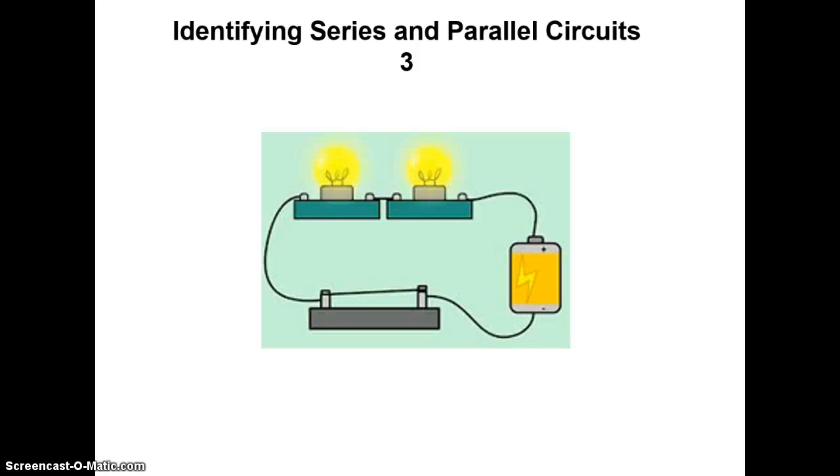Here we have circuit 3. This one's an image of the actual circuit, but again, identify this as either a series or a parallel circuit. Keep in mind that in a series circuit, there's only one way for the current to flow through the circuit. In a parallel circuit, there are going to be branches. Go ahead and pause that and answer this question here.